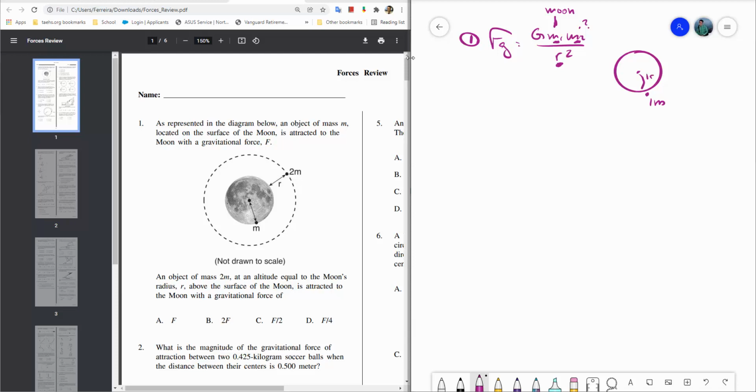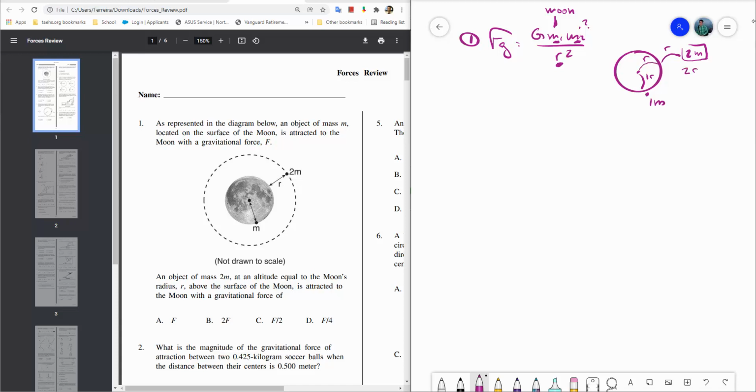Now the second part of the question. An object of mass 2m at an altitude equal to the moon's radius r above the surface of the moon is attracted to the moon with a gravitational force of what? So here's a 2m mass over here. And notice it's 1 radius above the moon's surface, which means it's a whole 2 radiuses from the center of the moon.